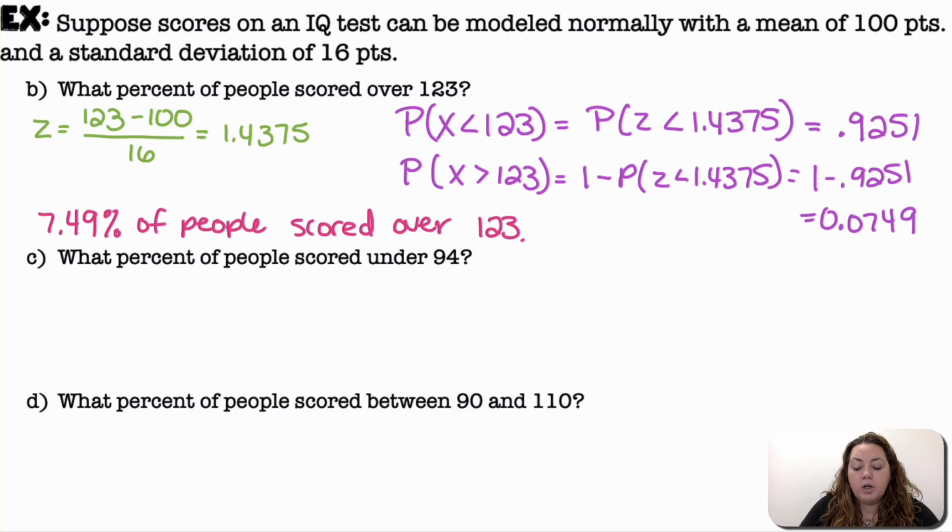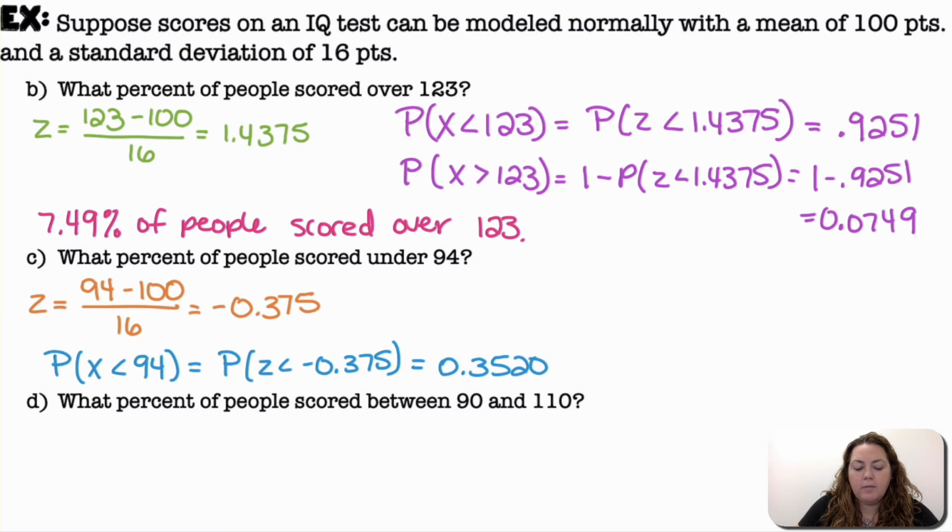What percent of people scored under 94? All right, so I'm going to find the z-score. 94 minus 100 divided by 16 gives me negative 0.375. All right, so because it's under, it's already on the left side. I want to find the probability that x is less than 94. So that's equal to the probability that z is less than negative 0.375. Again, in my tables, I'd be using a z-score of negative 0.38. And I get 0.3520, or 35.2%.